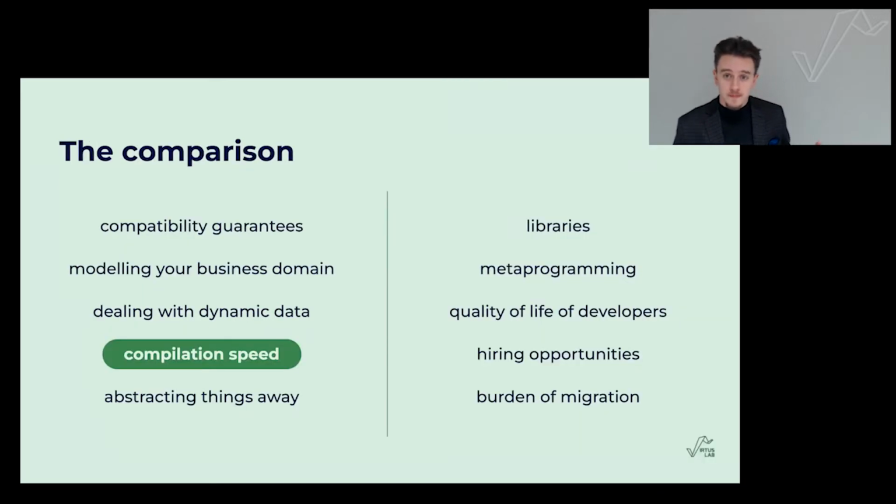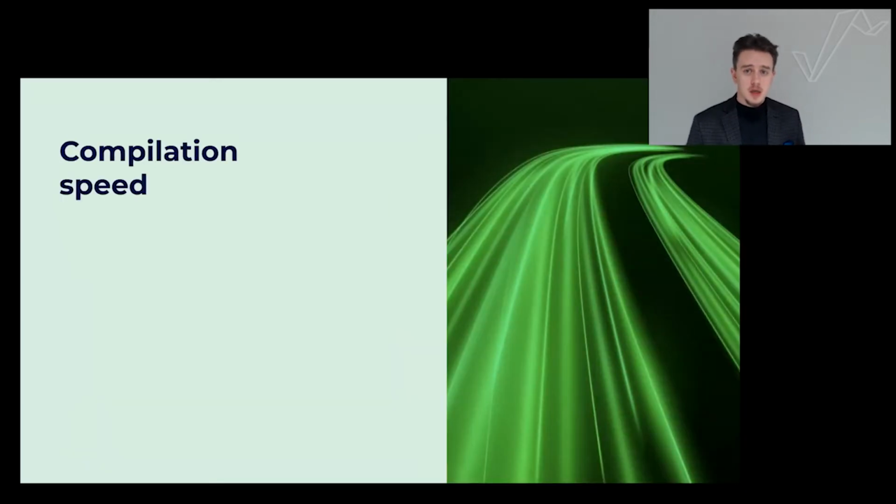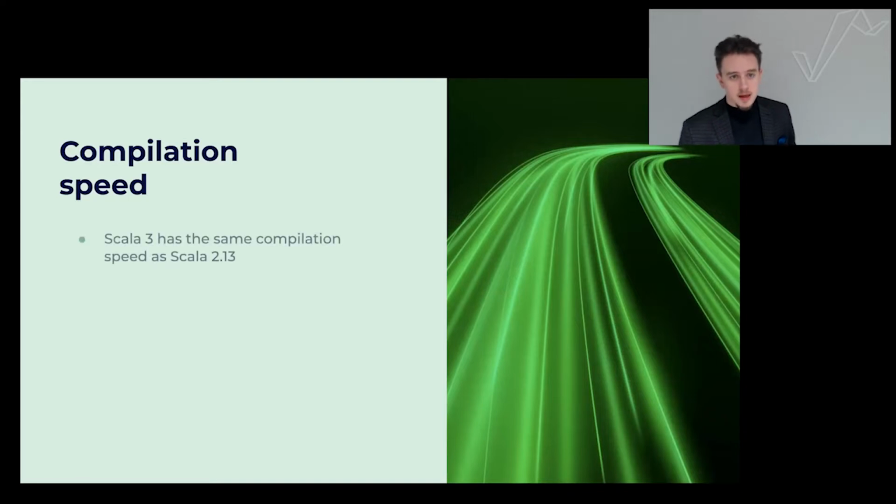Okay, so we were talking about what the compiler is doing, but there is another thing: how fast the compiler is doing that. So let's talk about the compilation speed. We were constantly monitoring the Scala 3 compiler performance, and we've also run the same tests on older versions of Scala. And the results can be summed up as follows.